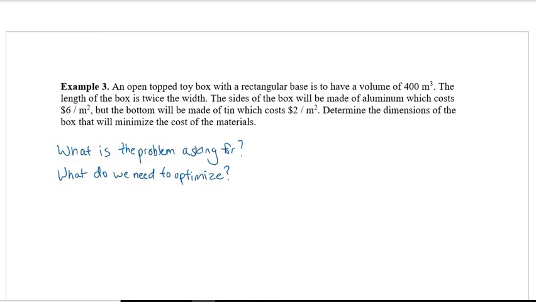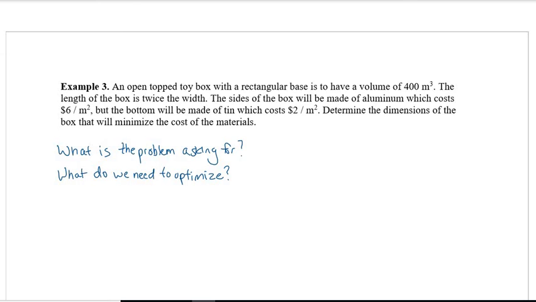So example 3, an open-top toy box with a rectangular base is to have a volume of 400 meters cubed. The length of the box is twice its width. The sides of the box will be made of aluminum, which costs $6 per meter squared. But the bottom will be made of tin, which costs $2 per meter squared. Determine the dimensions of the box that will maximize the cost of the materials.